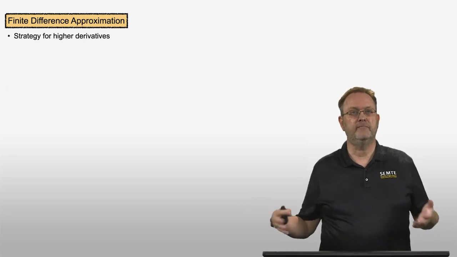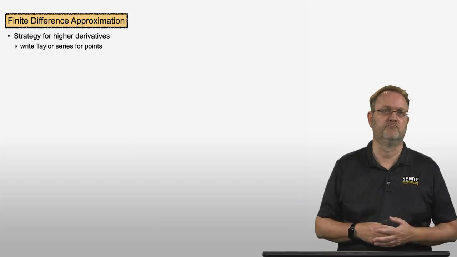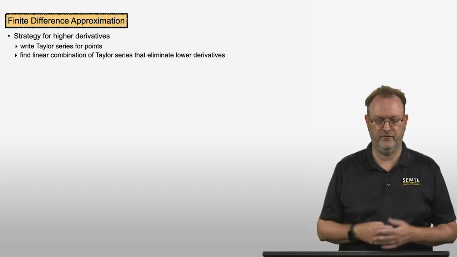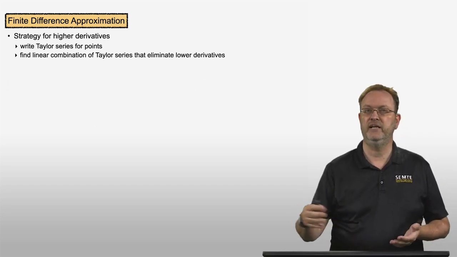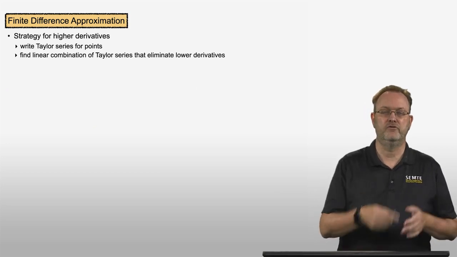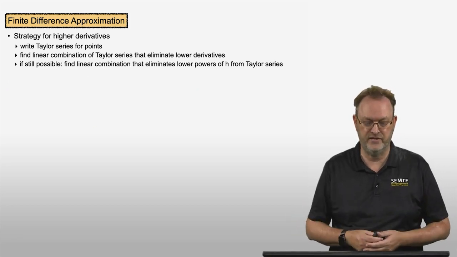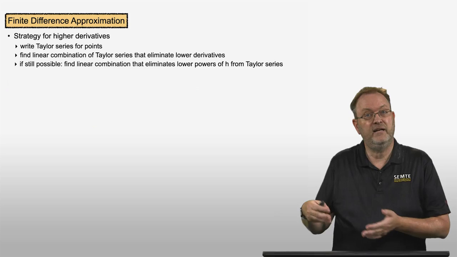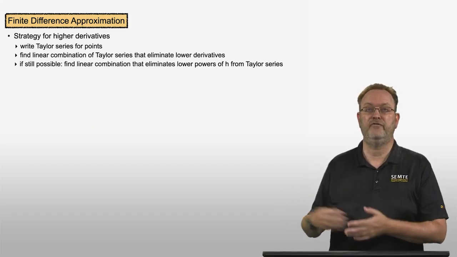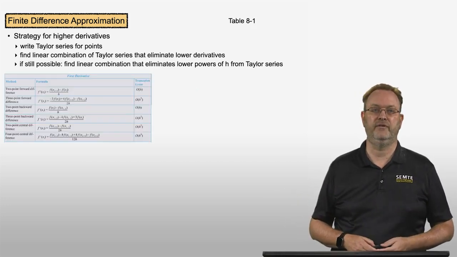Now, the strategy for any higher derivative is basically this. You write the Taylor series for points that you want to have in the formula. And then you find linear combinations of these Taylor series that eliminate all the lower derivatives. And if it's still possible, meaning you still have additional Taylor series available, then find linear combinations that eliminate lower powers of h from the Taylor series to improve the truncation order of the method.